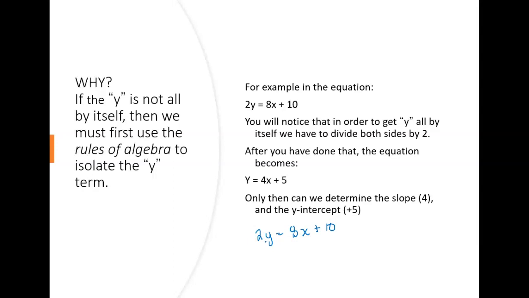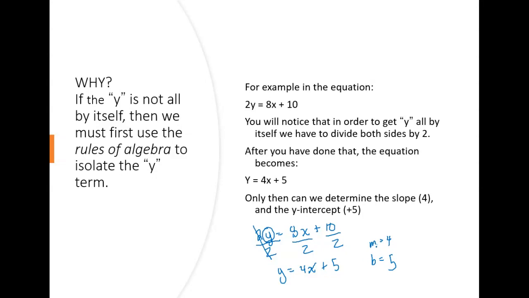So our rules of algebra tell us that if I want to get this y by itself, which is my goal, I have to get rid of this 2. y is being multiplied by 2, so to get rid of it, I have to divide by 2. That's going to cancel. But whatever I do to one side, I have to do to the other, and I have to do it to every term. So 8x has to be divided by 2, and 10 also has to be divided by 2. I'm left with 8/2 is 4x, and 10/2 is 5. So I now have y = mx + b form, and I can say that my slope m is 4, and my b is 5.